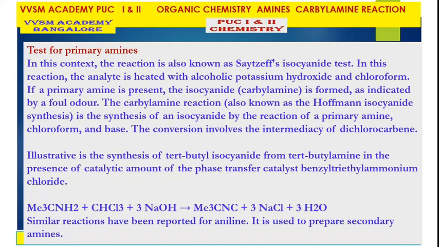The conversion involves the intermediacy of dichlorocarbene. Illustrative is the synthesis of tertiary butyl isocyanide from tertiary butylamine in the presence of a catalytic amount of the phase transfer catalyst benzyl triethyl ammonium chloride. So this is the reaction: methylamine, chloroform, sodium hydroxide gives methyl isocyanide plus 3 NaCl plus 3 H2O.